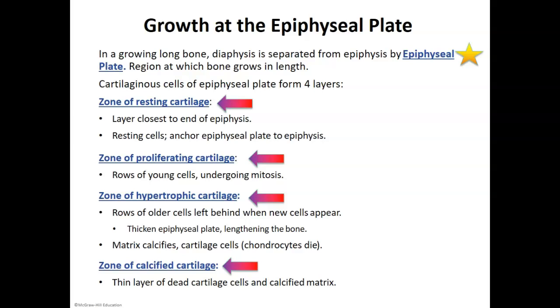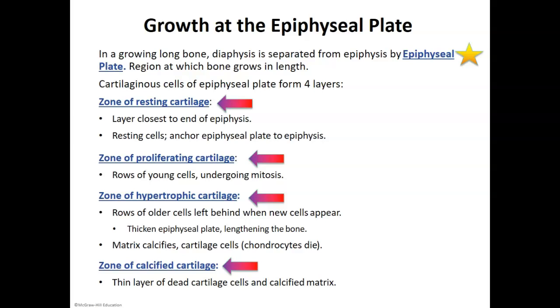There are some other important zones that you're going to need to be familiar with. The first one is called the zone of resting cartilage. And this is going to be cartilage that's closest to the epiphysis. So the epiphyses, or epiphysis singular, is an end of the bone, where the diaphysis is going to be the long shaft of the bone.